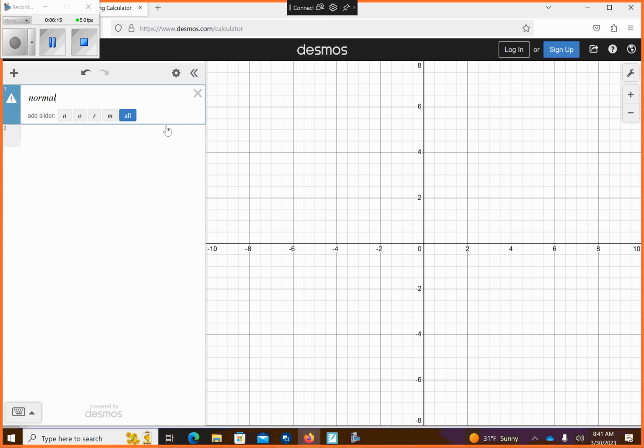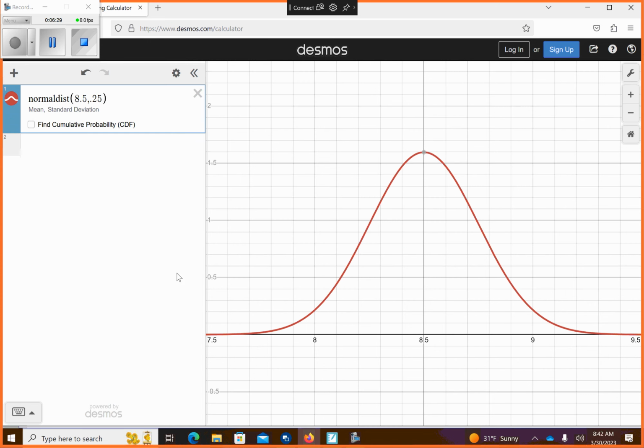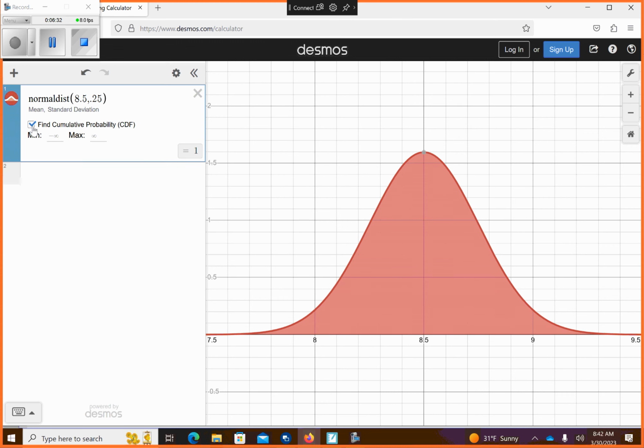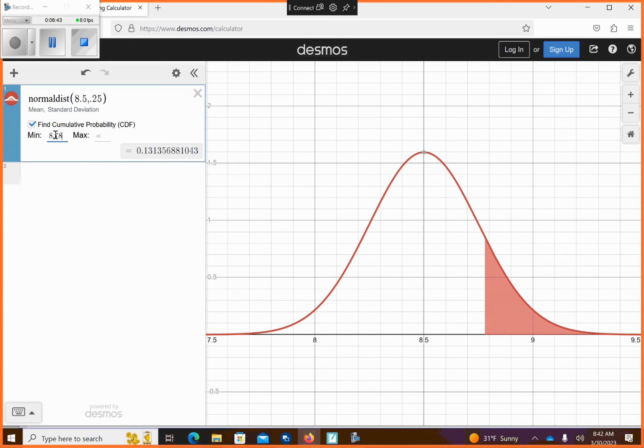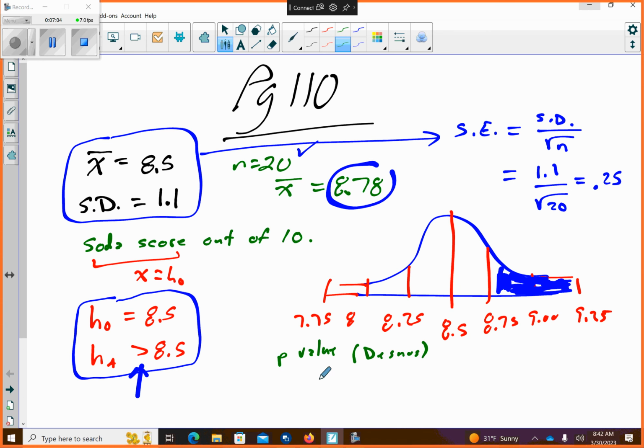All right, so I'm going to go normal distribution. I have a mean of 8.5, and I have a standard error of 0.25. Okay, if you hit the plus button, that'll give you it. And then we want area to the right, so I'm going to change my bottom bound from negative infinity to the 8.78. Okay, so right there, we have a 13.1% probability that if we were to redo this test, it's going to work the same way. Okay, so let's keep it as 0.13 and call it good. So we have a p-value of 0.13.